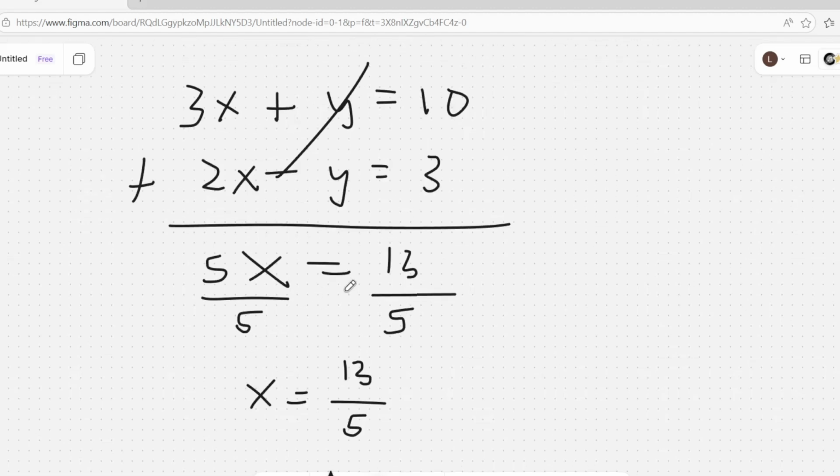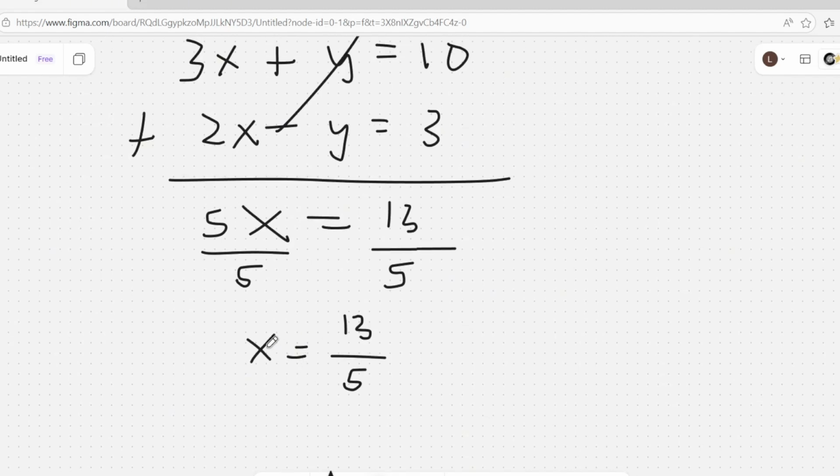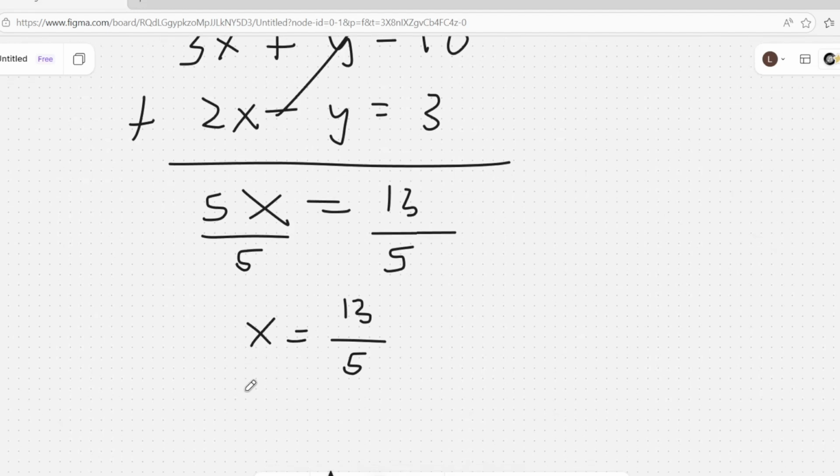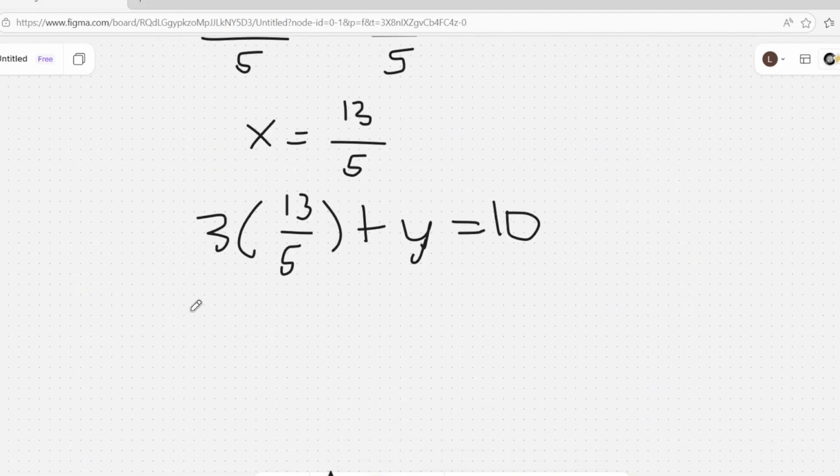So we can plug it into either the first or second equation. Let's try the first equation. So let's try 3 multiplied by 13 over 5 plus y is equal to 10. We can isolate the value of y by transposing this to the right side. So it will become negative. So 13 times 3 is 39, 39 over 5.